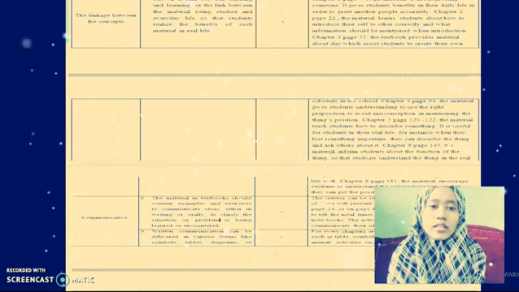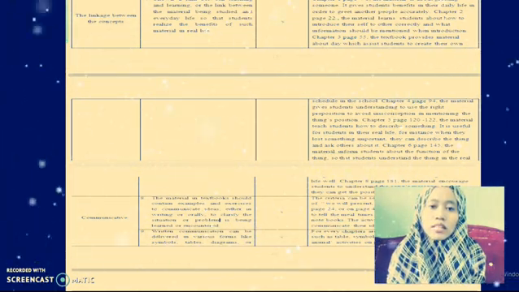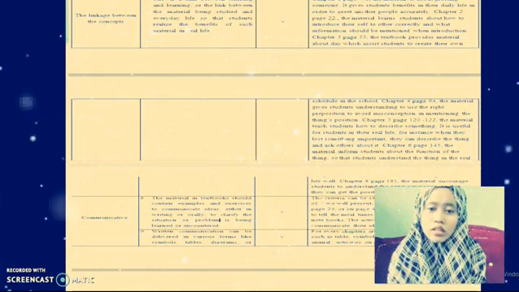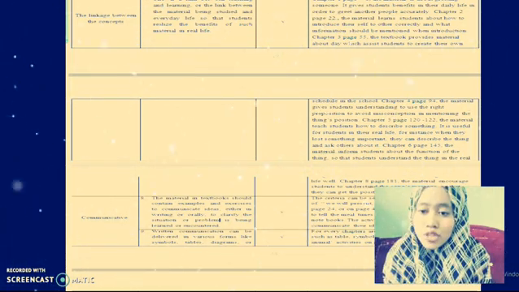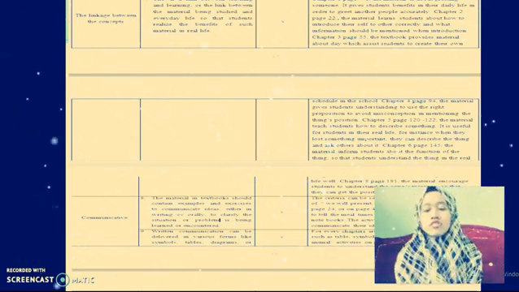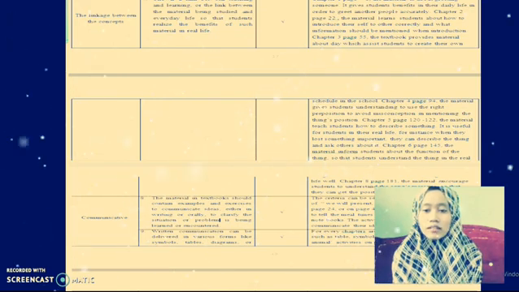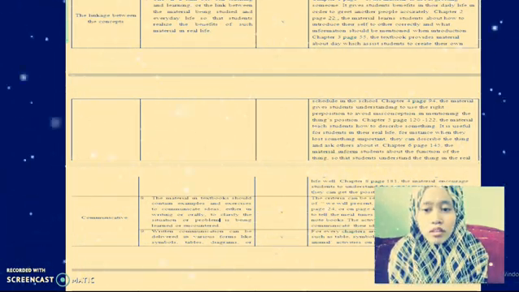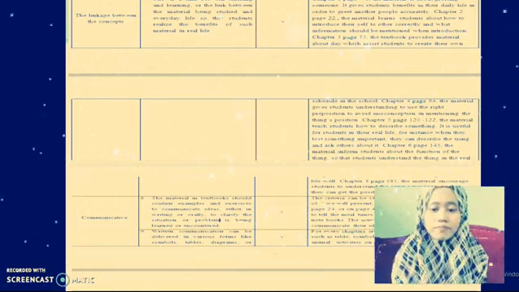And the next point is the communicative. The material in the textbook should contain examples and exercises to communicate. This indicator is fulfilled because the criteria can be seen from instruction sentences such as we will present, not read it to each other orally on page 24.